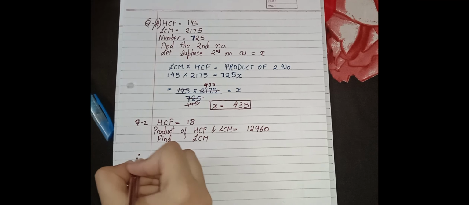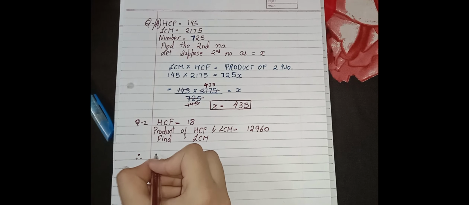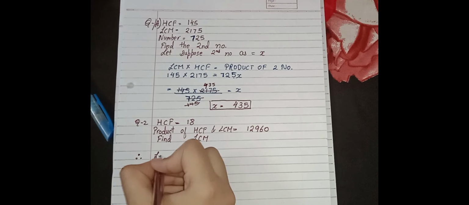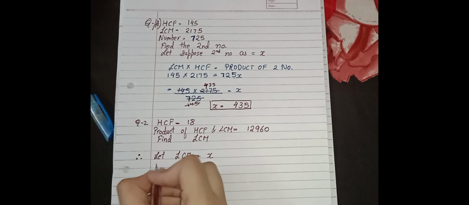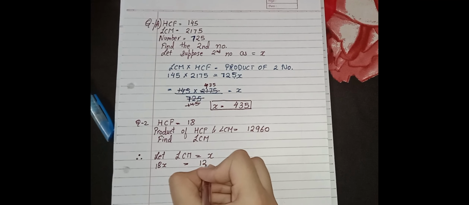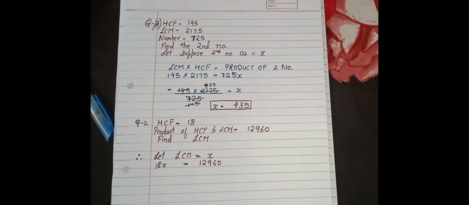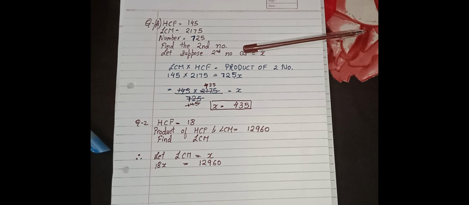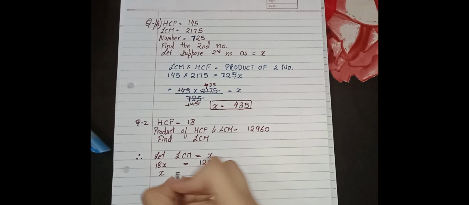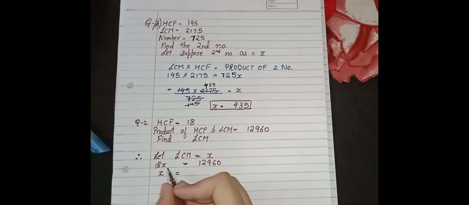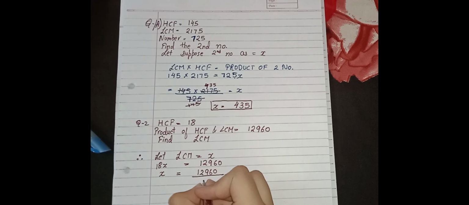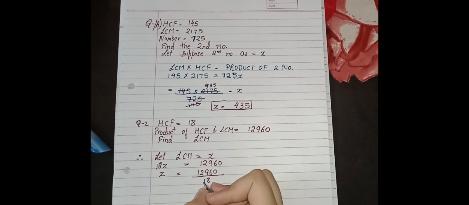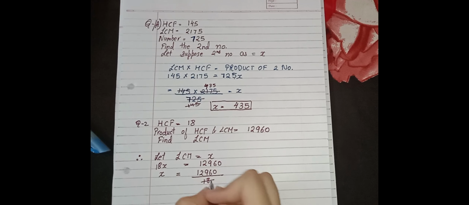Therefore we can say, let LCM be x, so 18x equals 12,960. If you remember your previous chapter, you know what we have to do next. X will be here and 18 will go here as divide, because here it is multiply, so it becomes divide. So 12,960 divided by 18 is what? It gives us a huge calculation.